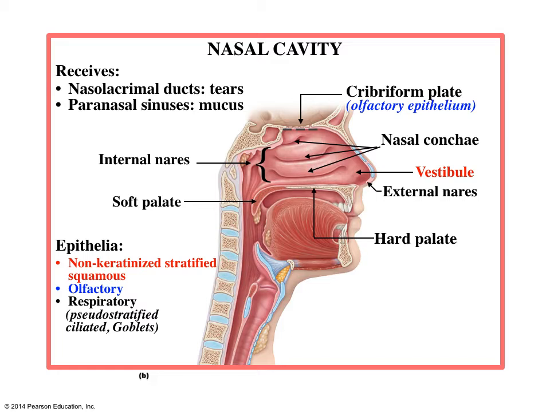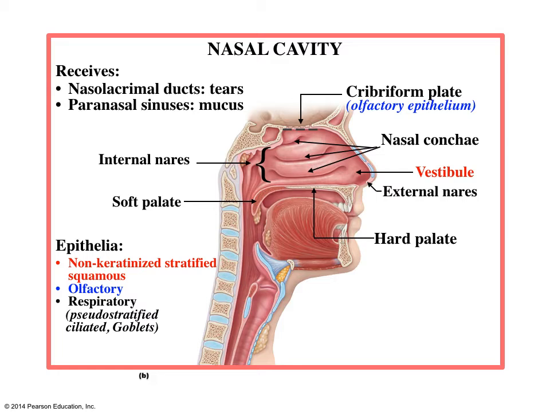Starting with the nasal cavity, which extends from the external to the internal nares, we will see three types of epithelia: non-keratinized stratified squamous epithelium at the beginning of the nasal cavity, a small patch of olfactory epithelium lining the roof of the nasal cavity, and the rest of the nasal cavity is lined by a respiratory epithelium, which is pseudostratified ciliated with many goblet cells.